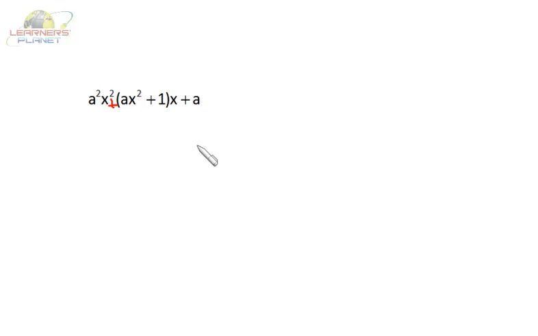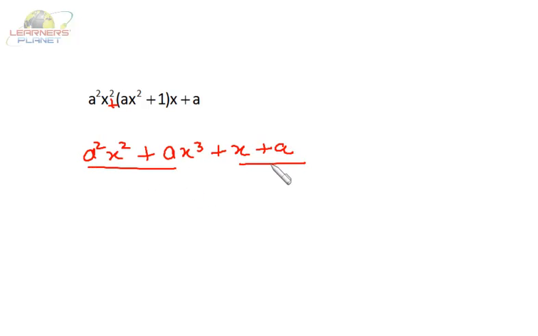now let's try this question. It's a square x square plus ax square plus 1 into x plus a. First of all, let's simplify the bracket. A square x square plus ax square into x is ax cube, then 1 into x will be x and plus a. Now let's regroup the terms, these two and these two.